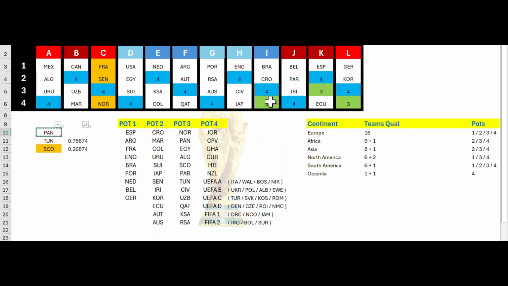Panama, Group I. And our last two teams. So Tunisia into Group K. They play Ecuador in the opening game. And lastly, Scotland will take slot 4 in Group L. Let's just remove the highlight from that.